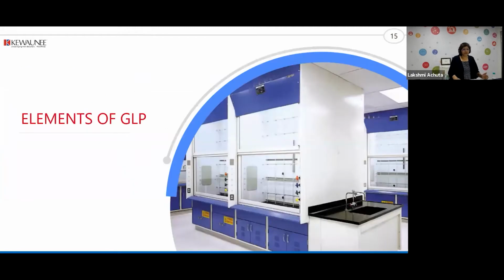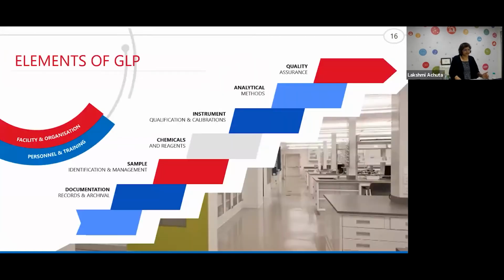And the elements that are required to address the GLP components within the organization is as indicated. We would go through this one by one, and we would look at the challenges that we would have. The facility and organization, the other element related to personnel and training, documentation, sample identification and management, this is also known as chain of custody, chemicals and reagents, instrument qualification and calibrations. We would look at analytical methods and quality assurance.